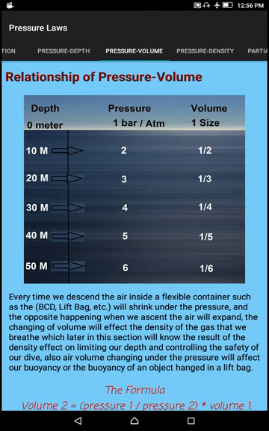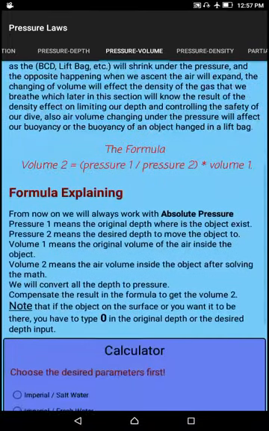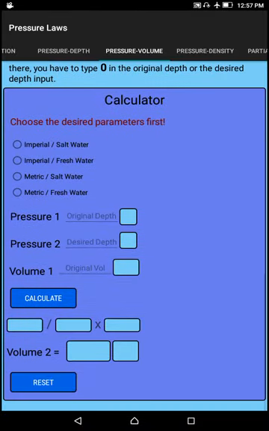Okay, also you will have the same. Read the text please. Go deep into the calculator. We will do an example. That will be the best way to know what's going on. We have an air volume of 20 liters at 40 meters depth. What will be the new volume of the air at 25 meters depth in salt water?